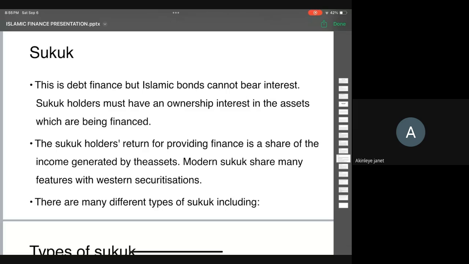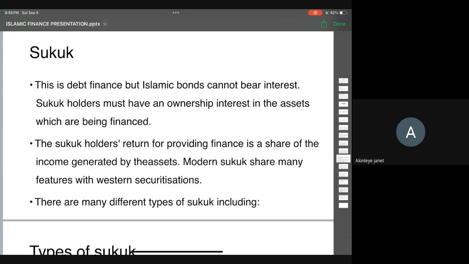So, Sukuk is a kind of Islamic financial certificate of an intangible asset. This is a debt finance, but Islamic bonds cannot bear interest. You all know that it cannot bear interest. It can only bear profit, not interest, not riba.